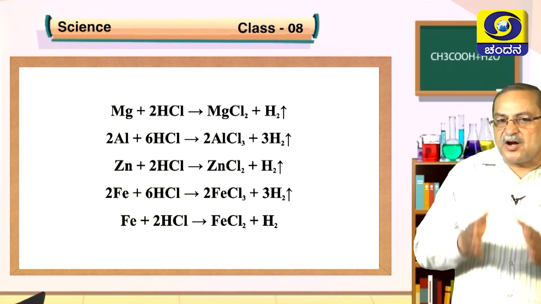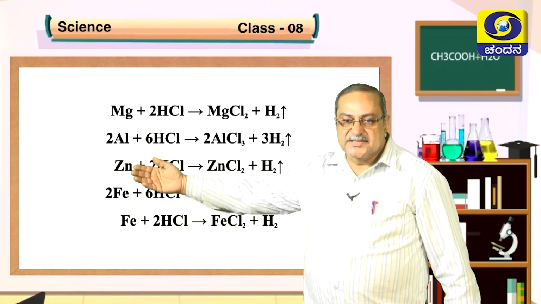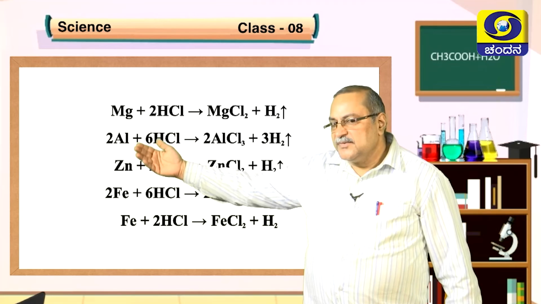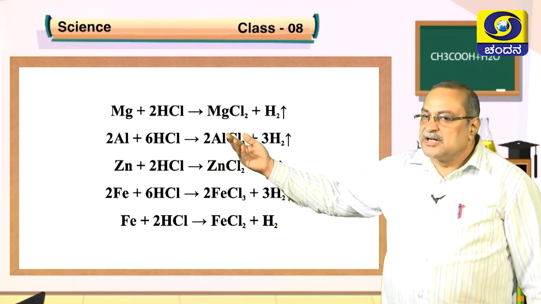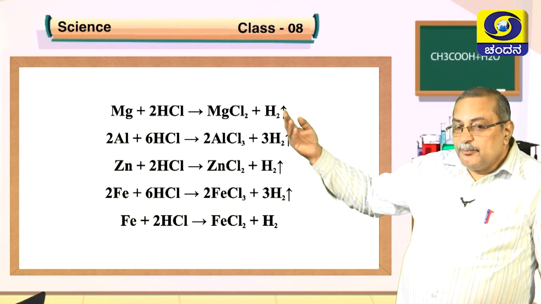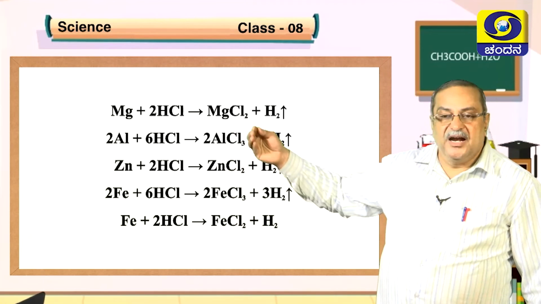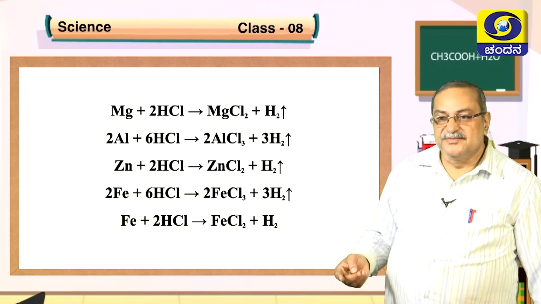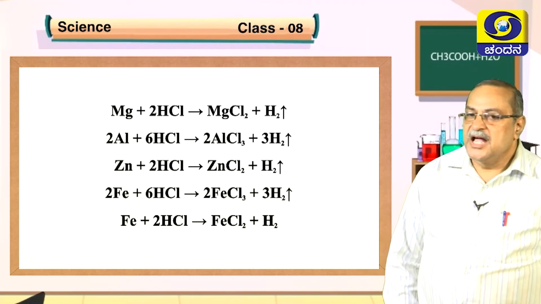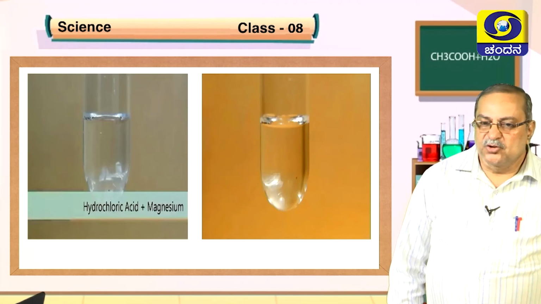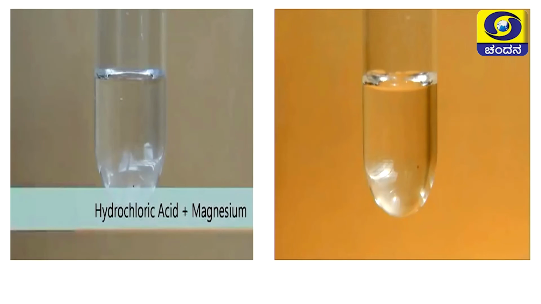So in this, which is the common thing? First, we have seen all are metals. These are all metals, isn't it? And HCl is the acid we are using. So they are giving respective chlorides. Metals react with acid to form the respective chloride and liberate hydrogen. This is one of the properties of metals, reacting with acids. Here, hydrochloric acid, when it reacted with magnesium, forms magnesium chloride.